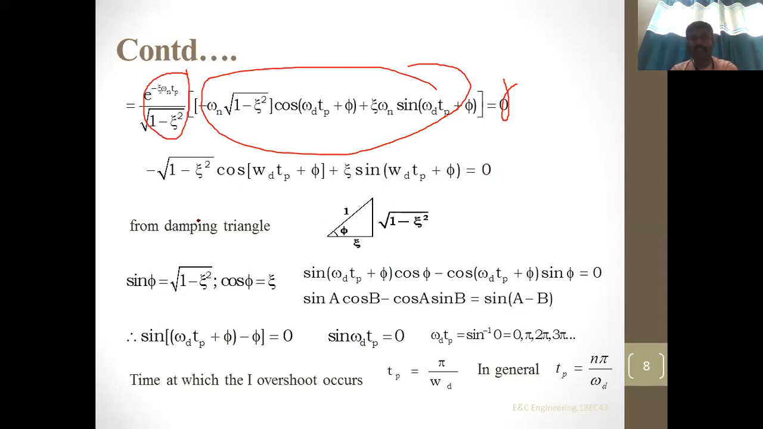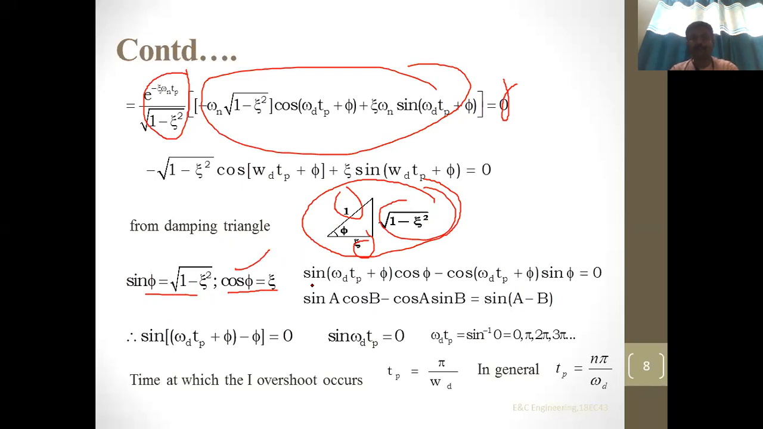And from this damping triangle, what we learned from session 2, this is the damping triangle. Is it okay? Now this is the opposite side, this is the adjacent side and this is the hypotenuse. What is sine phi? Sine phi is root of 1 minus ξ square. Cos phi is ξ. Now based on that, what do I simplify? This root of 1 minus ξ square, I may write it as sine phi, and this ξ, I may write it as cos phi.